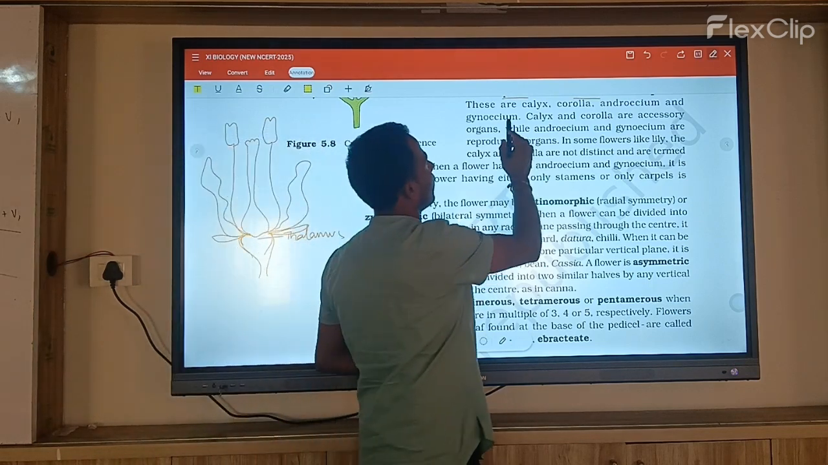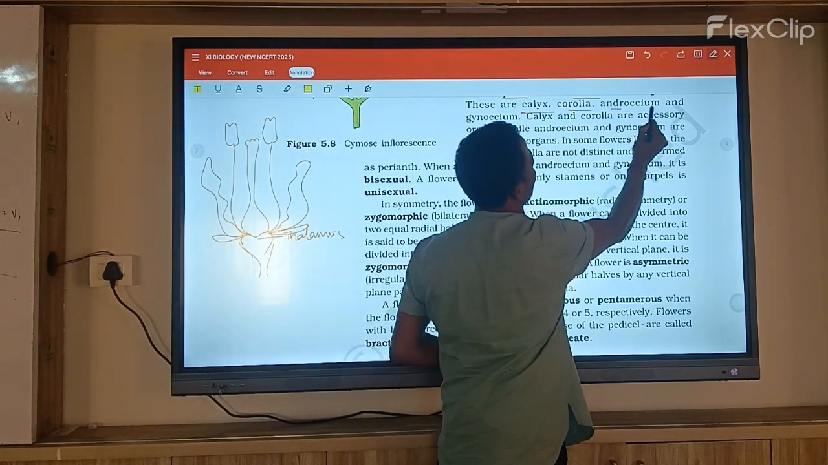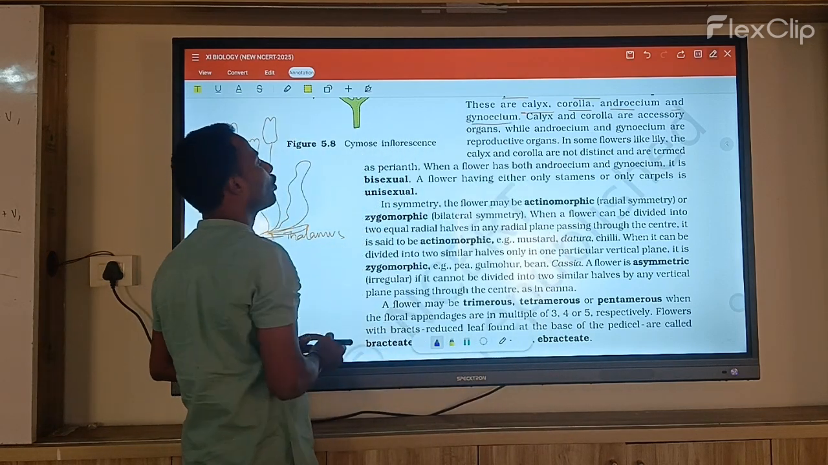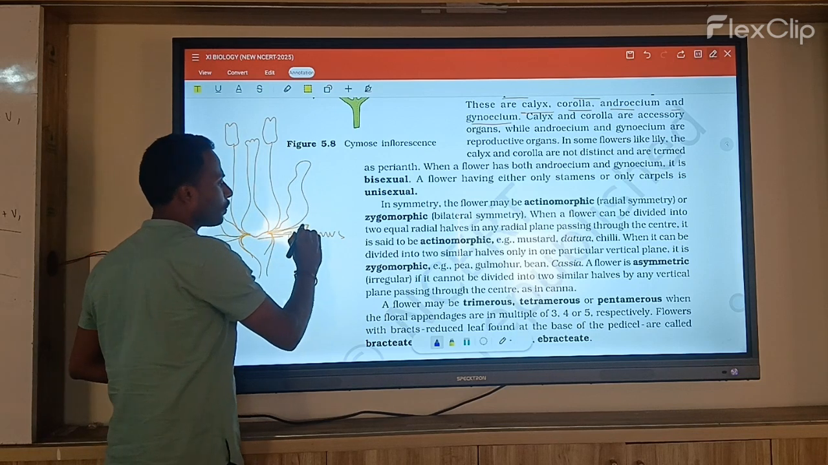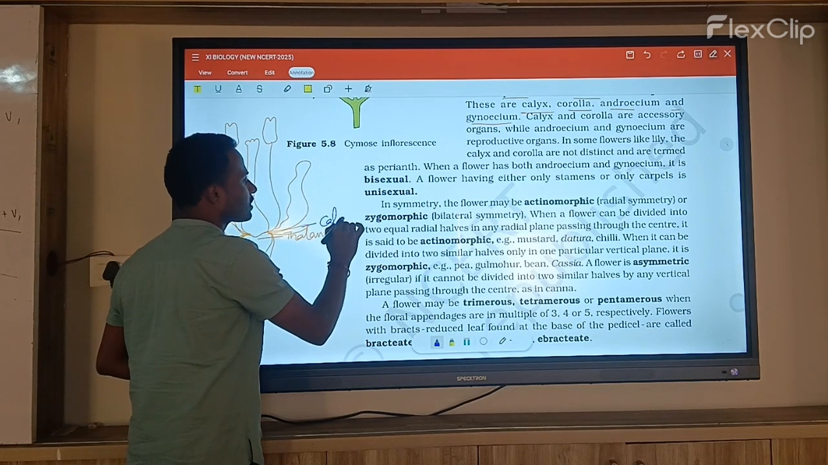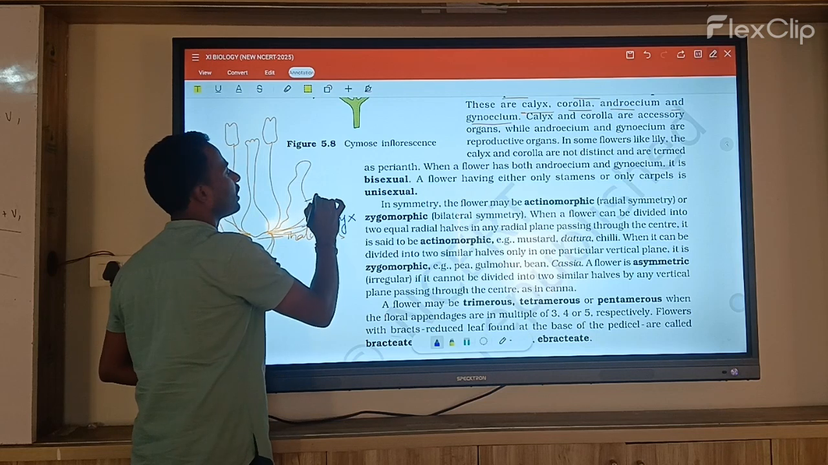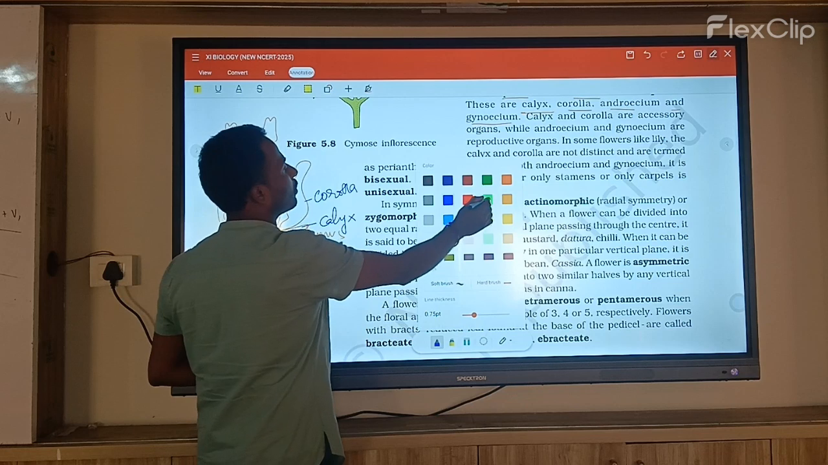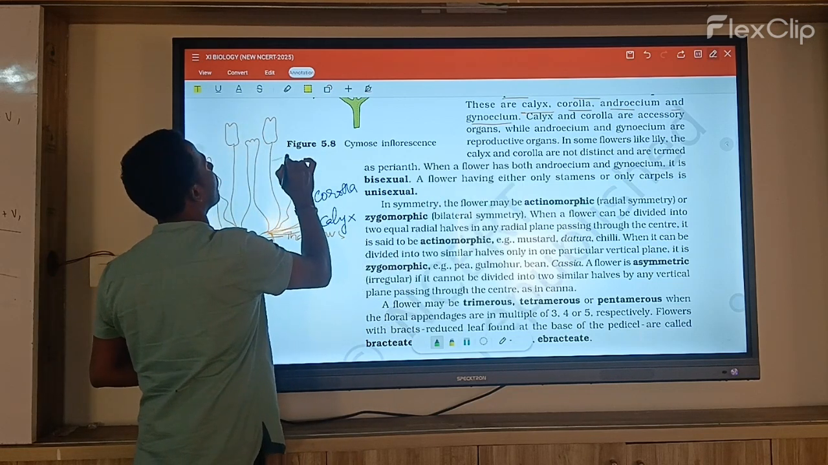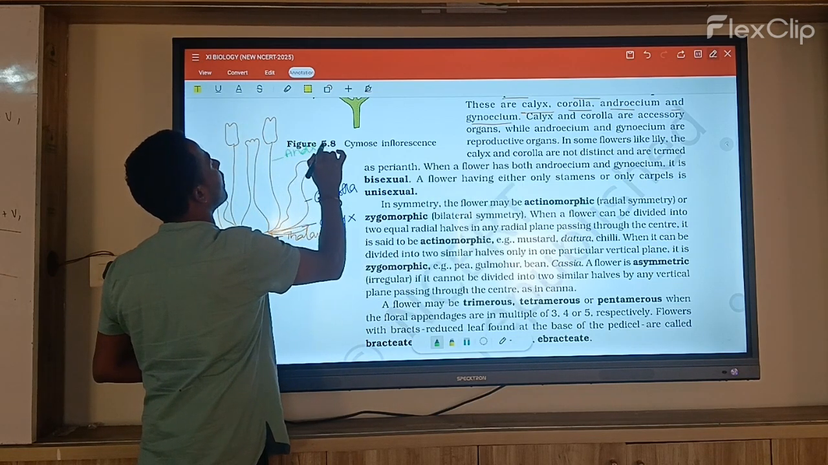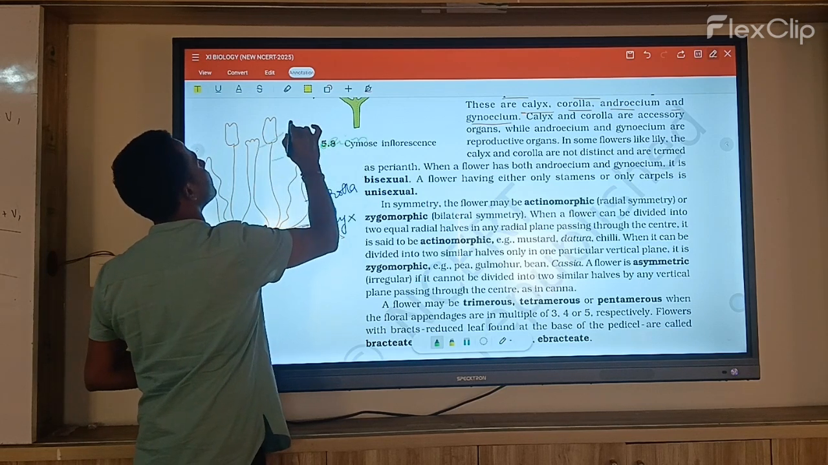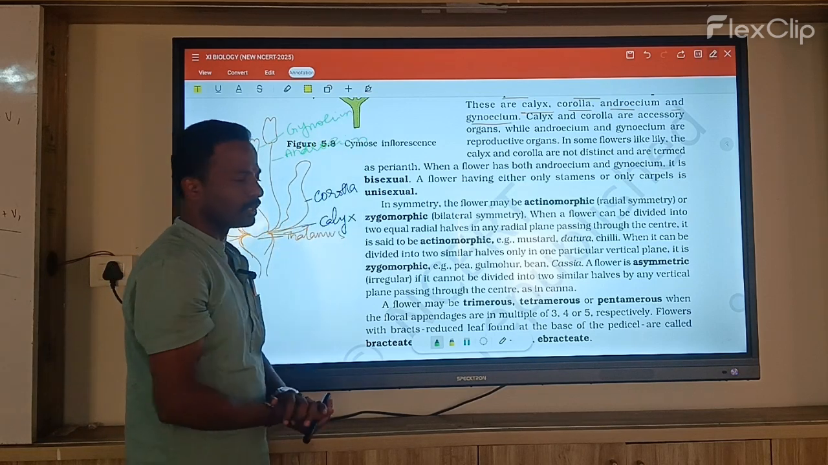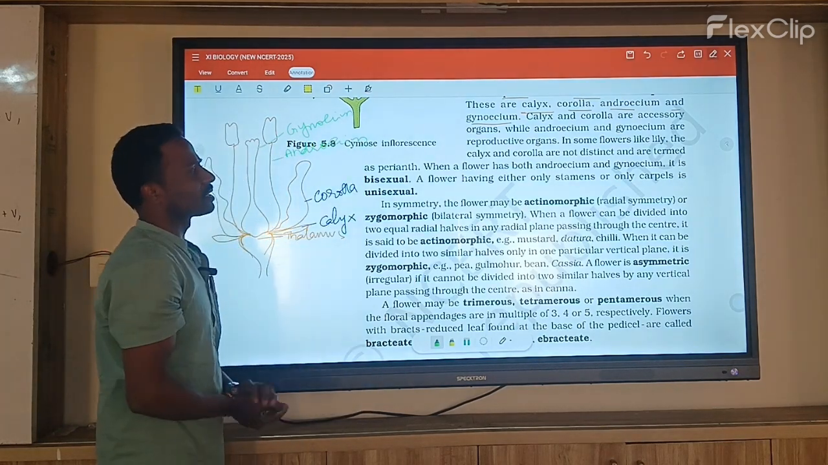Now, these are the calyx, corolla, androecium, and gynoecium. So here there are four parts. The first one is the calyx, the second one is the corolla, the third one is the androecium, and the fourth one is the gynoecium. So these four whorls are arranged successively.